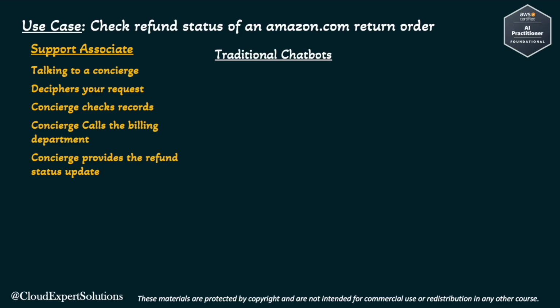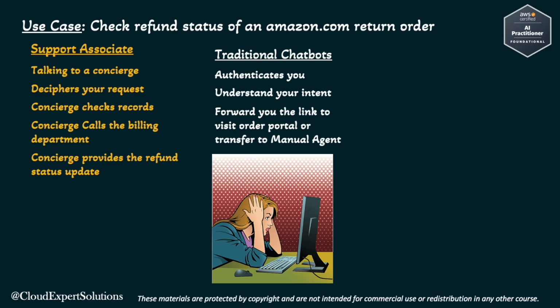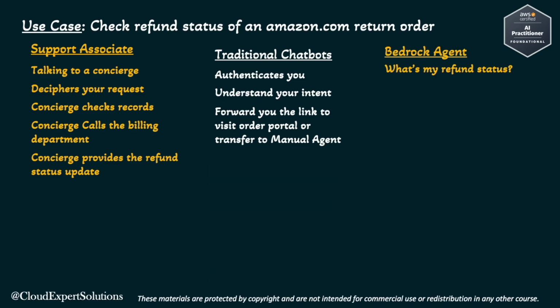For a traditional chatbot, first the chatbot authenticates you via some API. Then using AI, it will understand your intent. And after that, the chatbot will forward you to a human agent or it will send you a link via email or text to check the status from the order portal. And again, you have to authenticate in the order portal. Isn't it annoying?